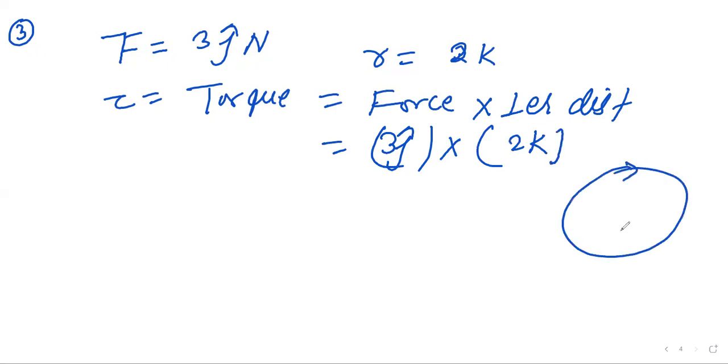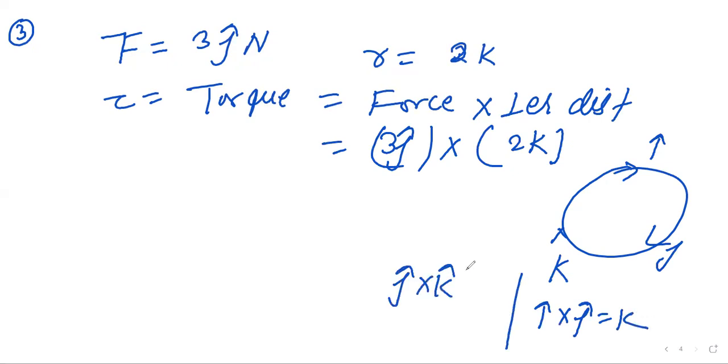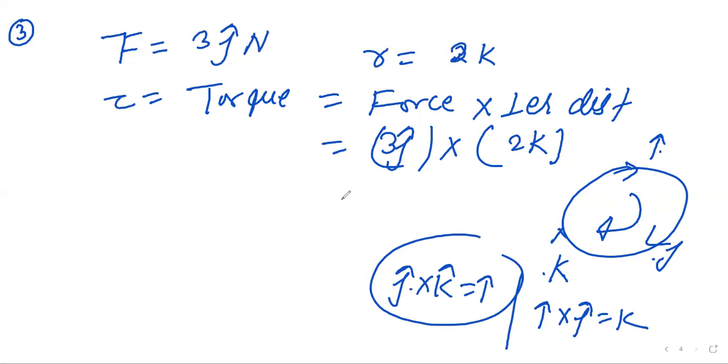For finding the direction, take i, j, k. When i cross j is there, we get k. And when j cross k is there, when you move like this, the product of this into this will give this, so j into k will give i. Here j and k are applied, so we get i as the resultant. So 3 into 2 is 6 and the direction will be of i, right? It was asked in NEET 2020.